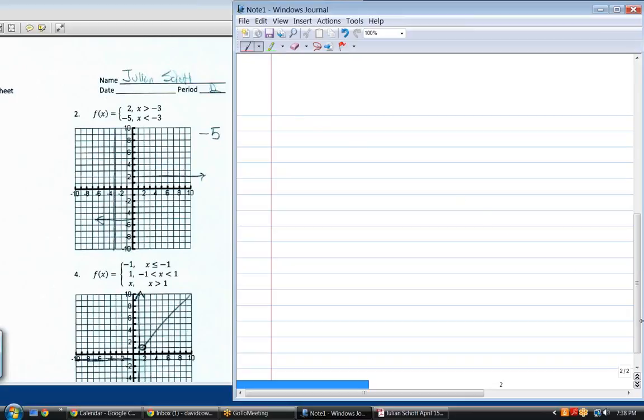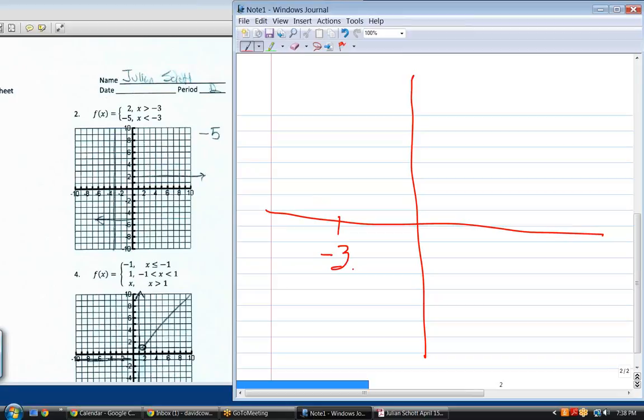This one's pretty easy. Let's lay down our grid. When I say have you do it, I mean have you tell me how to do it. So there's our key point, -3. Notice that we only have 2 possibilities. x is either greater than -3, which is everything in this direction, or x is less than -3, which is everything in that direction.